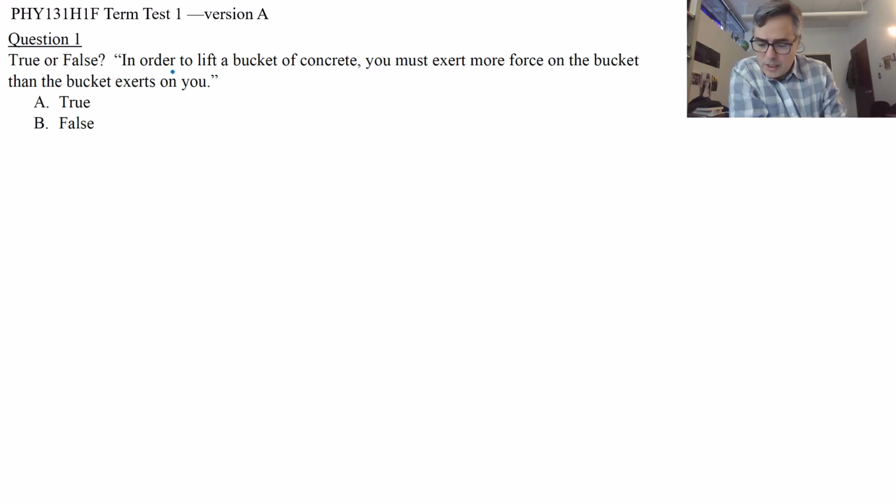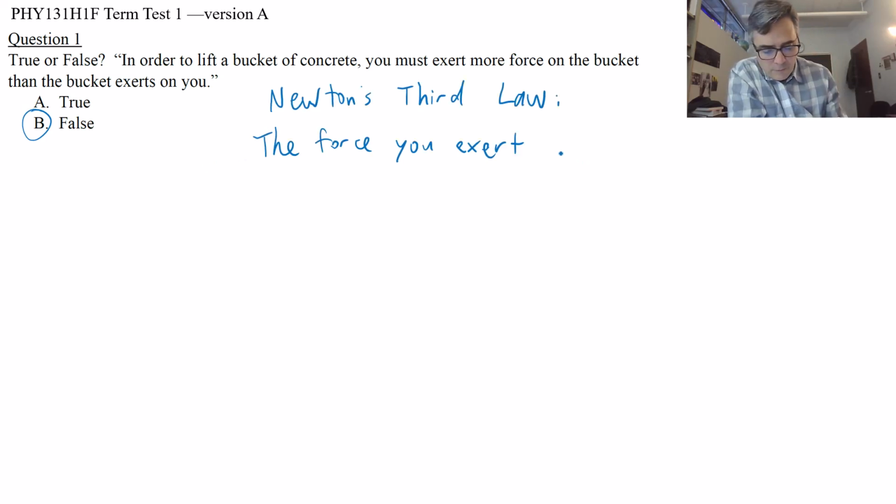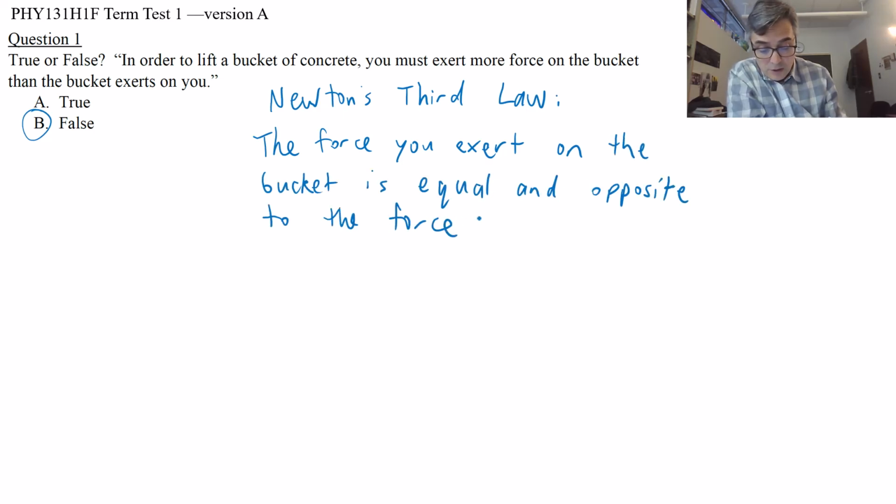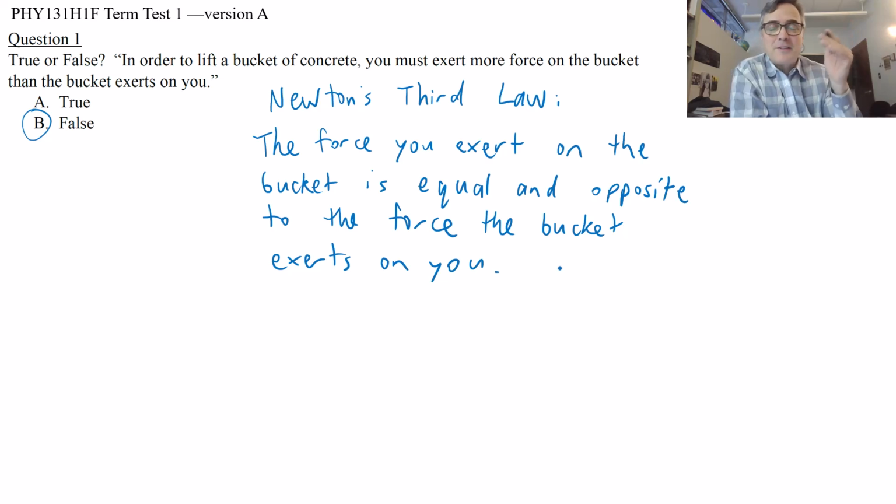True or false? In order to lift a bucket of concrete, you must exert more force on the bucket than the bucket exerts on you. Oh, well. This one is about Newton's third law, which states that the force you exert on the bucket is equal and opposite to the force the bucket exerts on you. These two forces can never be different.